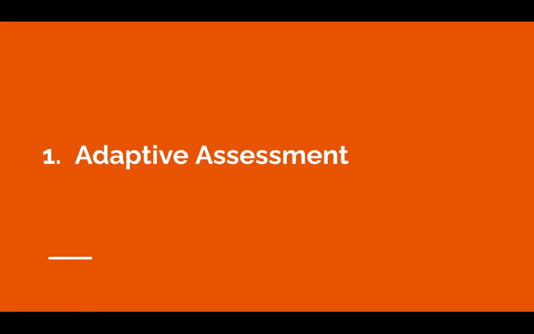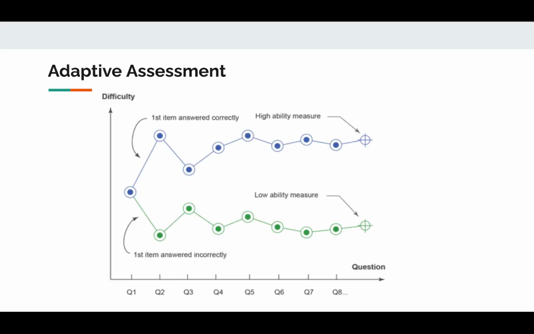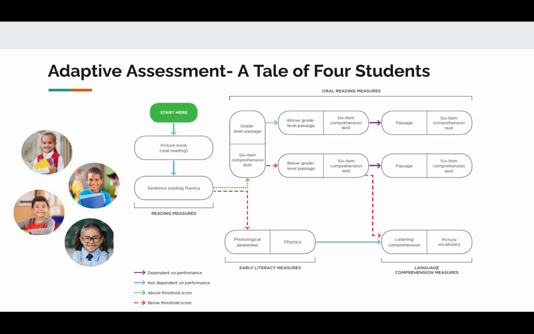Let's start with our first term, adaptive assessment. Adaptive assessment is a testing method that adjusts the difficulty of questions based on the student's responses. In short, this means that if a student answers a question correctly, the next question will be more challenging. If a student answers incorrectly, the next question will be easier. Because of this, no 2 students should receive the same test.